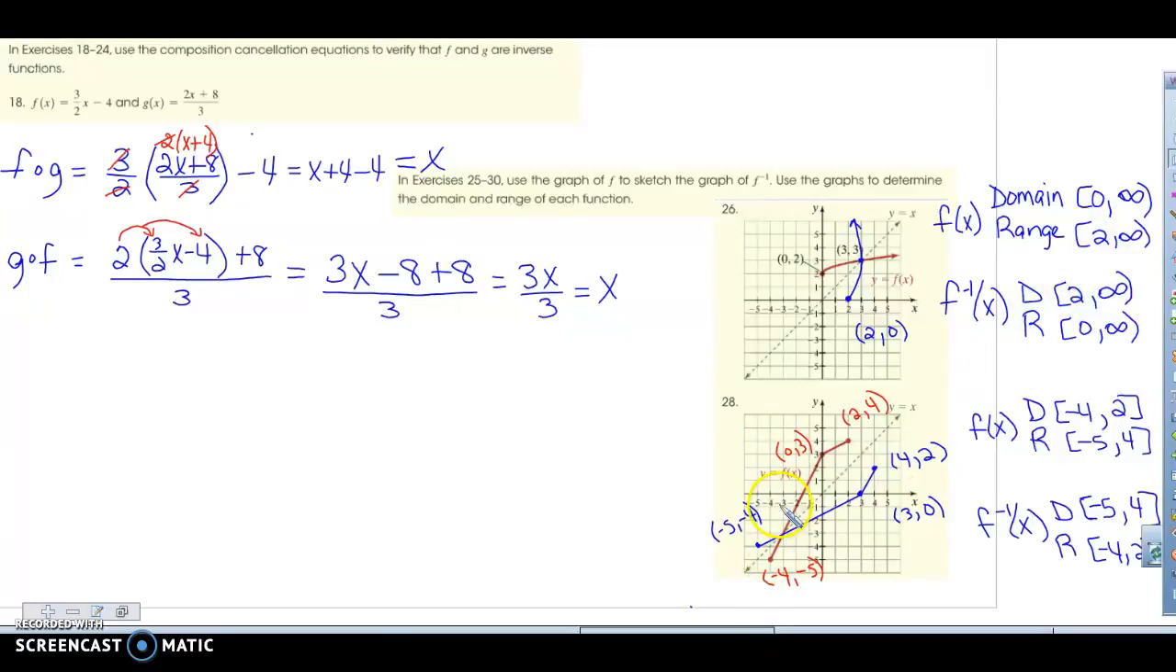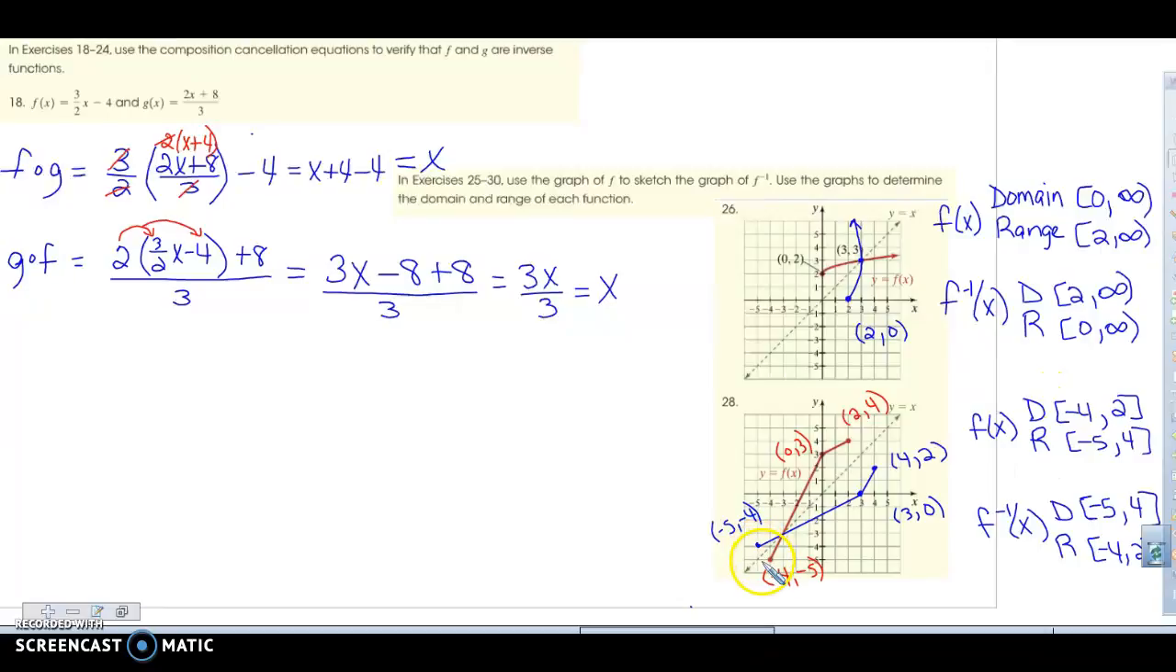In example 28, the red graph is what is given. I recognize the coordinates here on the red graph. The f function is 2, 4, 0, 3, and negative 4, negative 5. I then just switched the x's and y's in every coordinate. So this became 4, 2 on the inverse, this became 3, 0 on the inverse, and this became negative 5, negative 4 on the inverse. You then connect those points, keeping in mind that your graphs should be symmetrical about the line y equals x. Then identify the domain and the range.